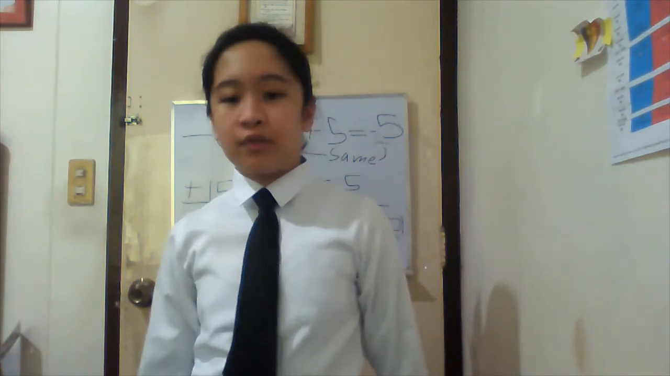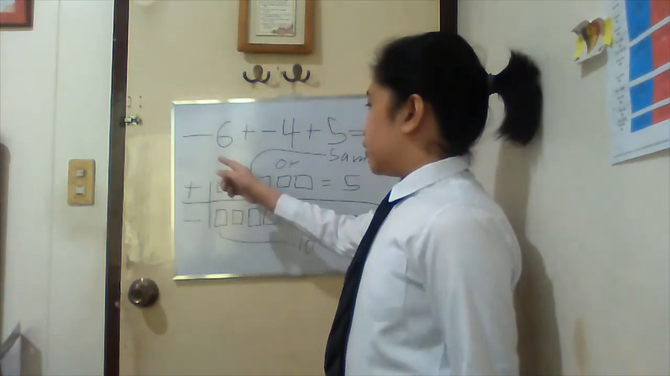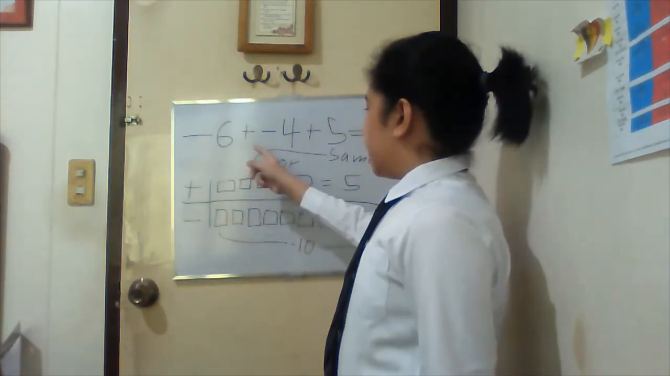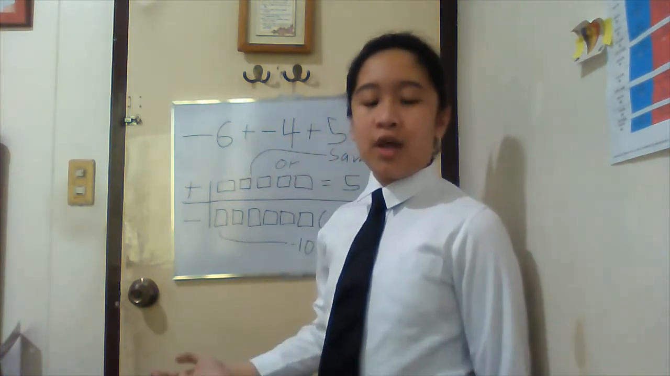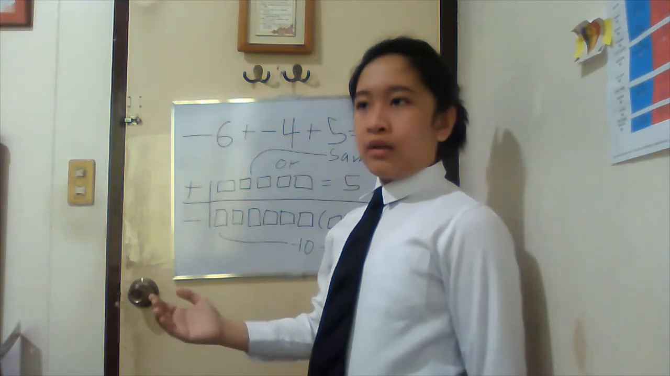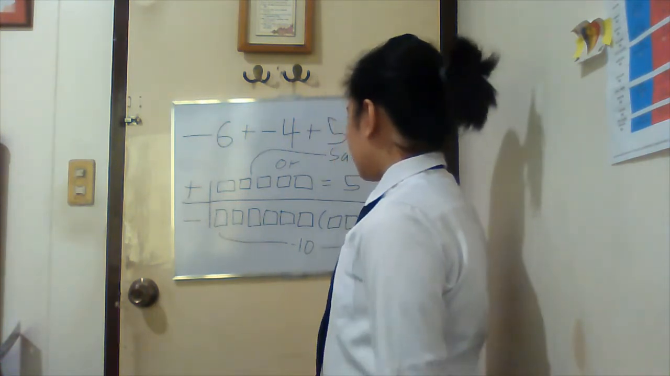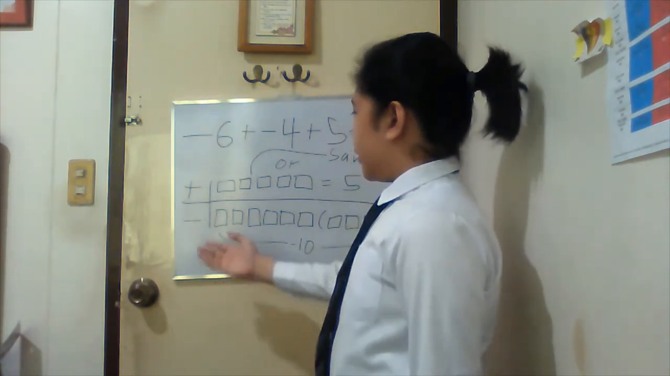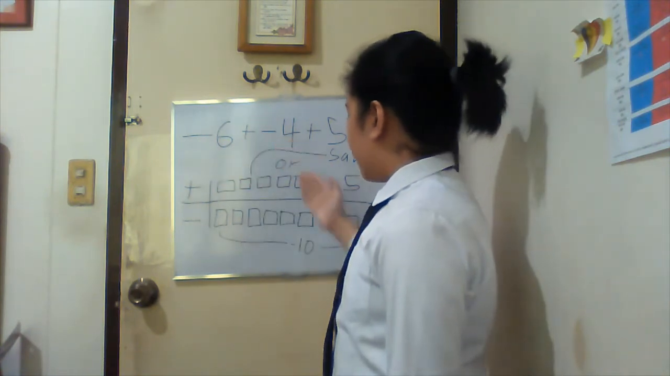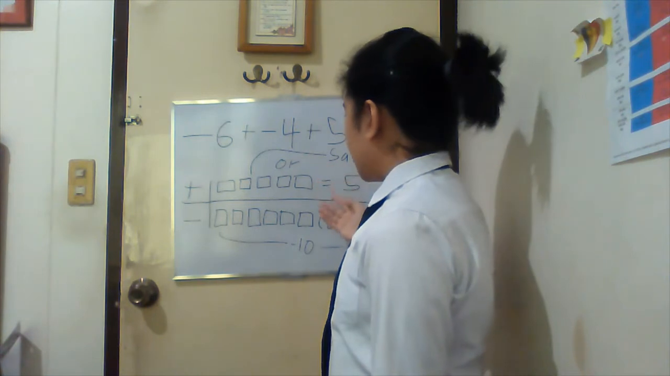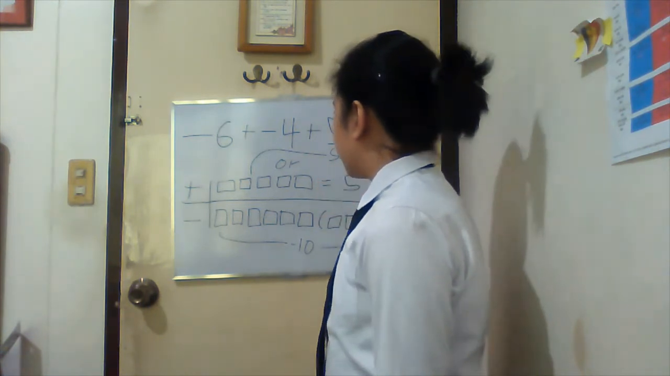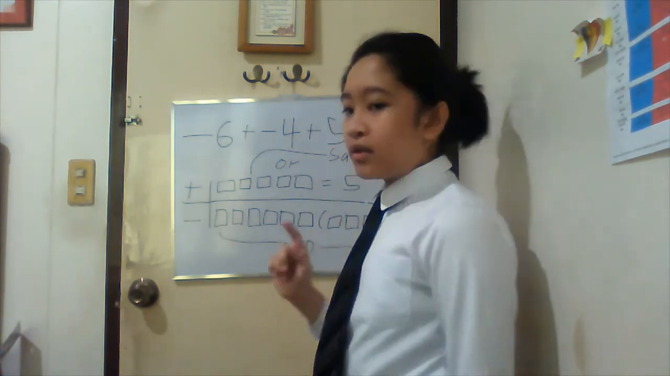And now, our last example of addition of integers is negative 6 plus negative 4 plus 5. Now this is addition of mixed integers. Like earlier, negative 6 plus negative 4 is negative 10. But now we have to add it with a positive number, which is 5.